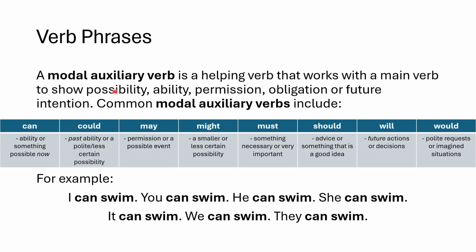A modal auxiliary verb is a helping verb that works with a main verb to show possibility, ability, permission, obligation, or future intention. Common modal auxiliary verbs include can. Can shows ability or something possible now. Could. Could shows past ability or a polite or less certain possibility.